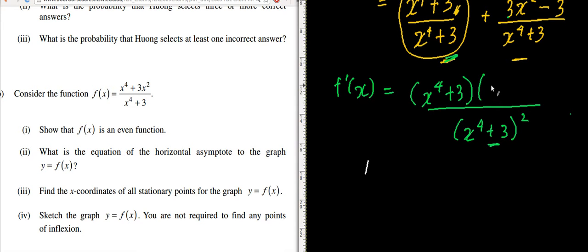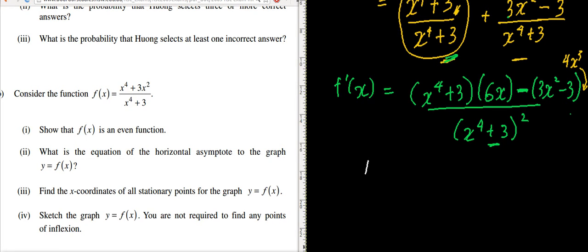So the top differentiated is going to be 6x, minus, because I differentiated the top, I leave it alone, so it's going to be 3x squared minus 3 times the bottom differentiated. So the bottom differentiated, I have to squeeze this one in, forgive me, is going to be 4x cubed. Okay, so it's got to go down there.